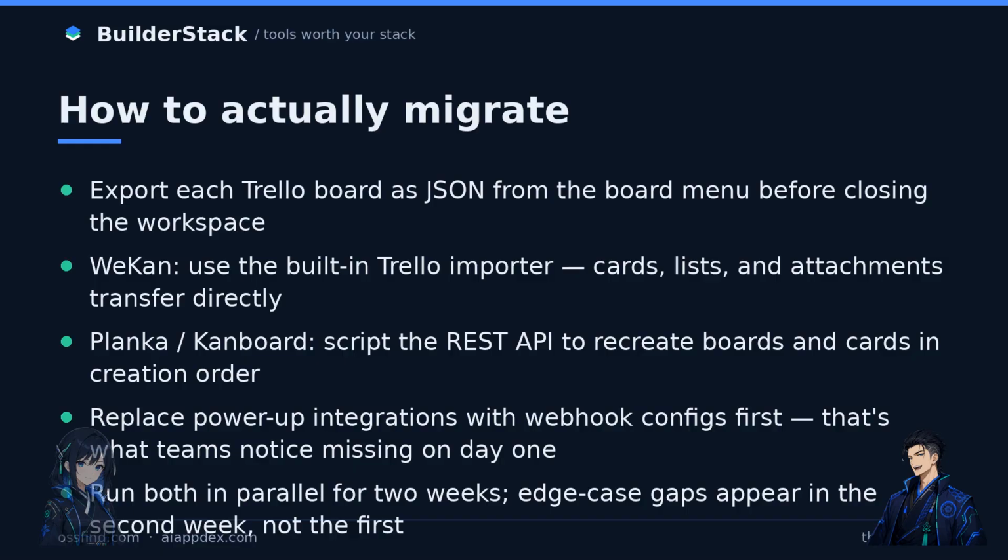If you're moving, here's the sequence. Export each Trello board as JSON: board menu, then export. If WeKan is the destination, drop that file into its built-in importer. Cards, lists, and attachments resolve without scripting. For Planka or Kanboard, use the REST API and script board by board. Crucially, replace power-up integrations with webhook equivalents before you decommission the Trello workspace. That's the gap teams notice on day one, not the missing cards.